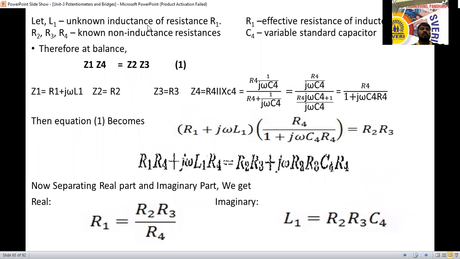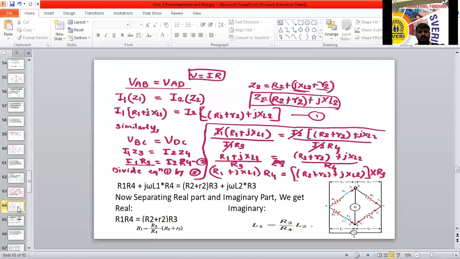Let L1 be the unknown inductance we are going to consider, and R1 is the effective resistance of the inductor. R2, R3, R4 are the non-inductive resistances, and C4 is the variable standard capacitor we have used here now. So we know the balance condition equation for the Maxwell bridge is Z1 Z4 equal to Z2 Z3. At balance condition, we know this equation. So Z1 equal to R1 plus j omega L1, from the circuit diagram. Circuit diagram again missed either. I will take that one here.